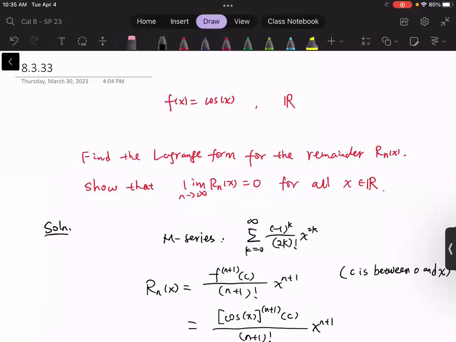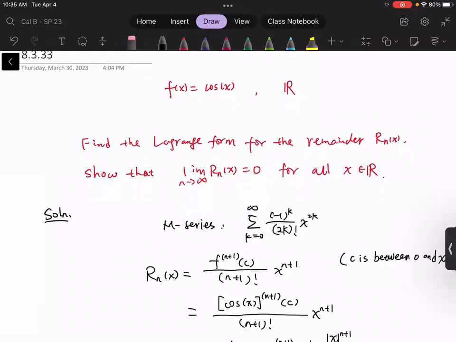Everyone, in this video, we will work on number 33 in section 8.3. We are given a function, cosine x, and we know we can write down the Maclaurin series of this term. Now, we would like to show whether the function itself, cosine x, is equal to its Maclaurin series.